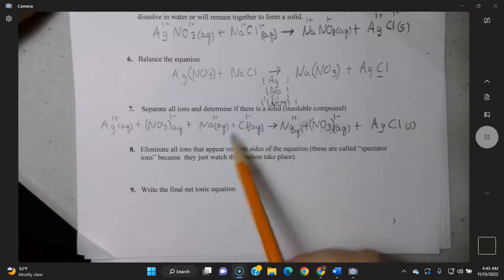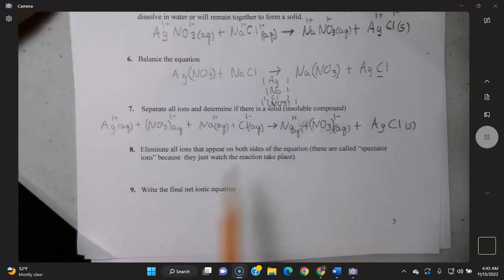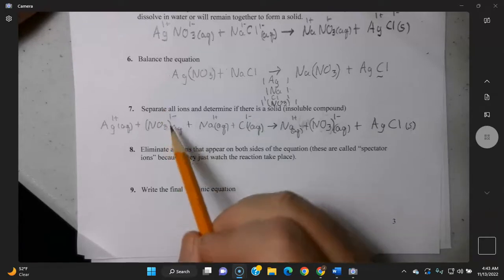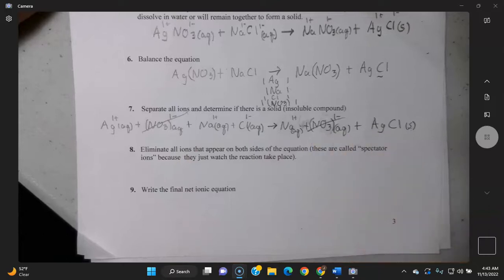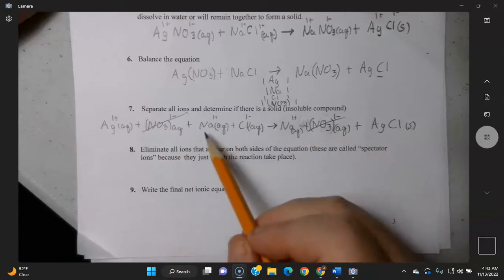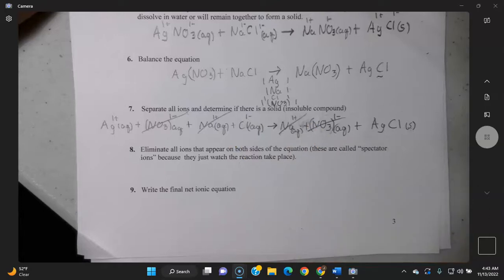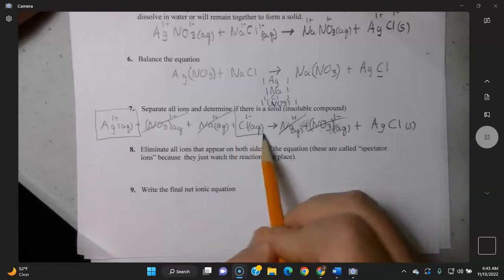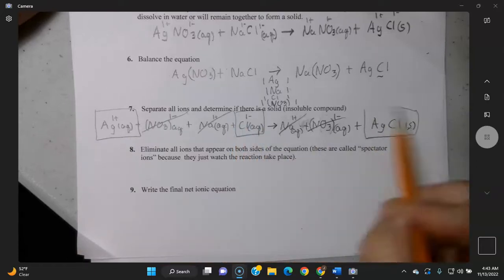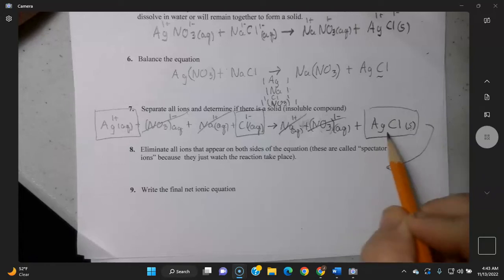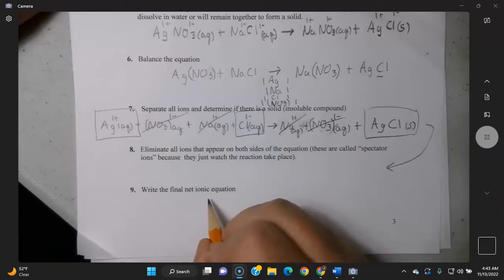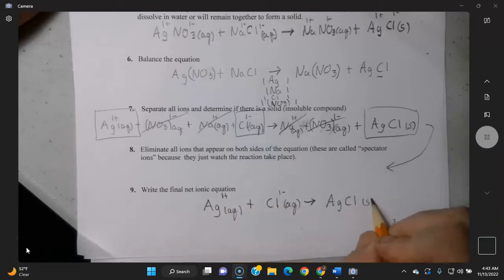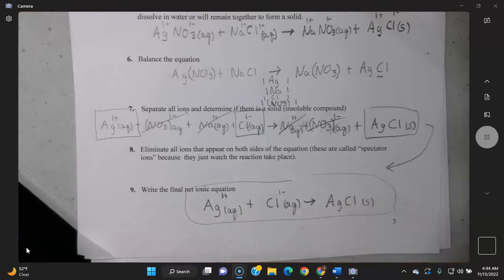So now we're going to eliminate all ions as they appear on both sides. I'm going to do that up here on the same equation. You can do that also. So what we have is NO3 here and NO3 here appear the same on both sides. Na here and here appear the same on both sides. Put a box around everything that you didn't cancel out. Okay, so what I'm writing is for this step down here with all the cancellations in the boxes. And now you have your net ionic equation. And that is your final answer. That's the final net ionic equation.